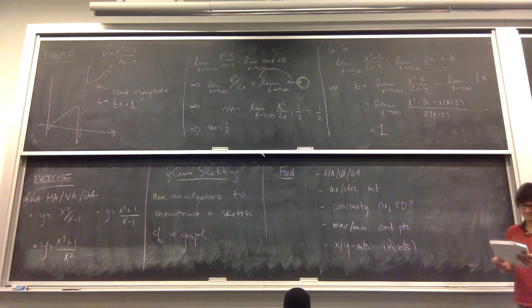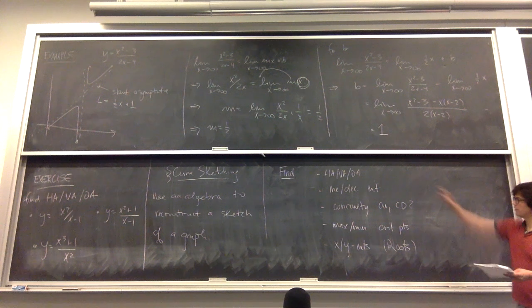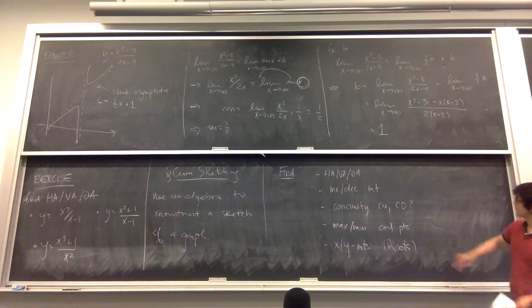What else do we got? So I got intervals of increasing, decreasing, local maxima and minima, concavity, asymptotes, roots, critical points, inflection points, and intercepts. 1, 2, 3, 4, 5, 6. I think that's it.